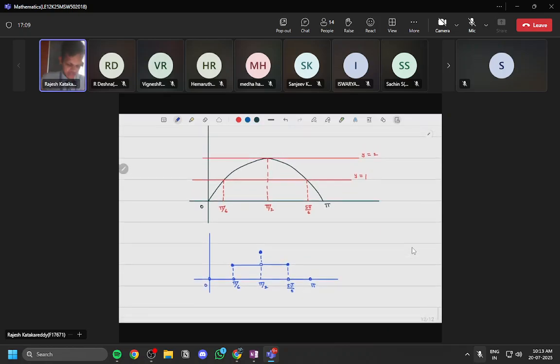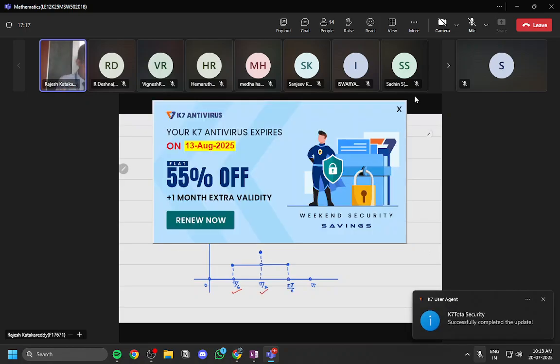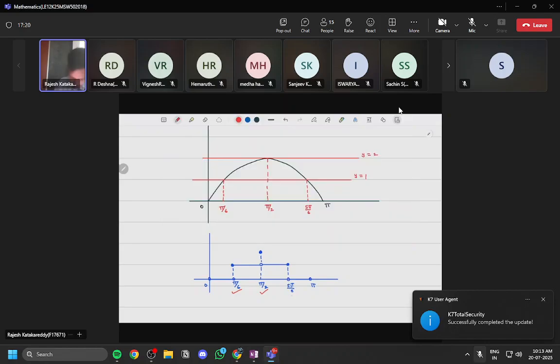How many jumps are there? That many discontinuous points. So pi by 6 is 1 point, a discontinuous break is there. Pi by 2 is the second one, a discontinuous break is there. 5 pi by 6 is another one. There are 3 discontinuous points in this. Understood my point? They might give you something else, so you should know how to draw it and how to break it.